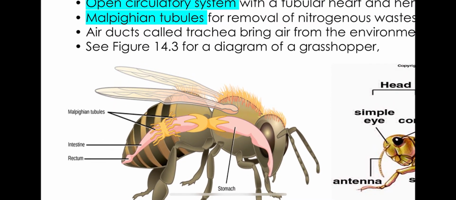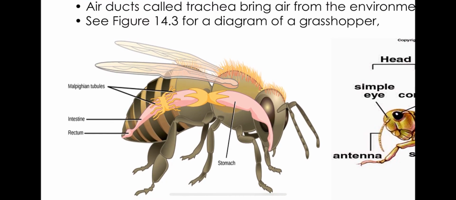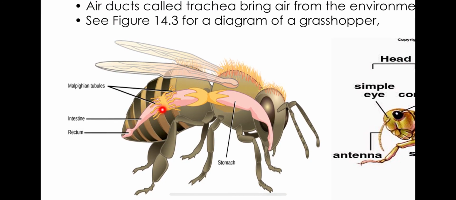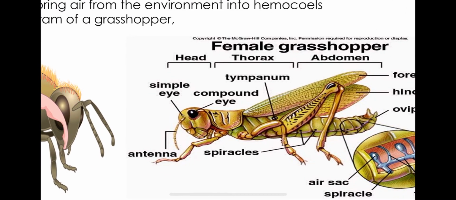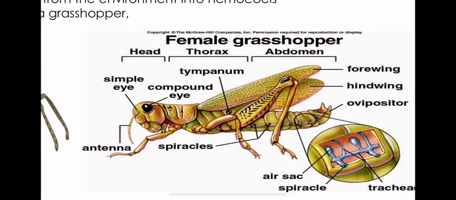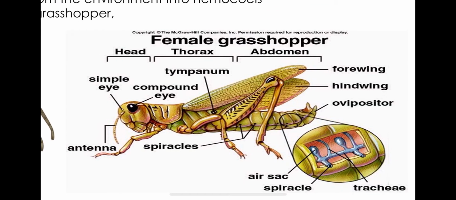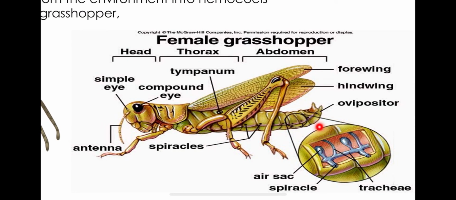They have structures called Malpighian tubules. Those are the Malpighian tubules to get rid of nitrogenous wastes. They have structures similar to nephridia. Also, they have air ducts called trachea to bring air from the environment into hemocoels because they have an open circulatory system. The trachea get the air from the environment to help transport this air into the hemocoel.